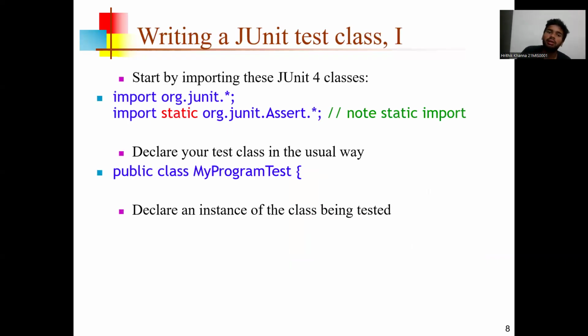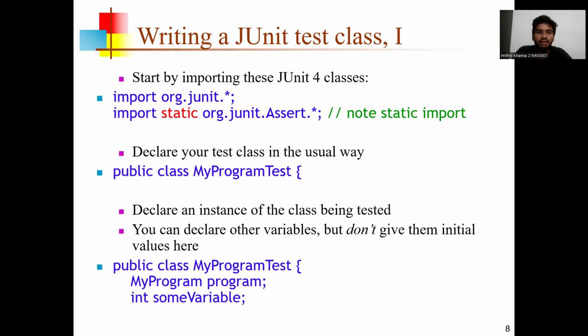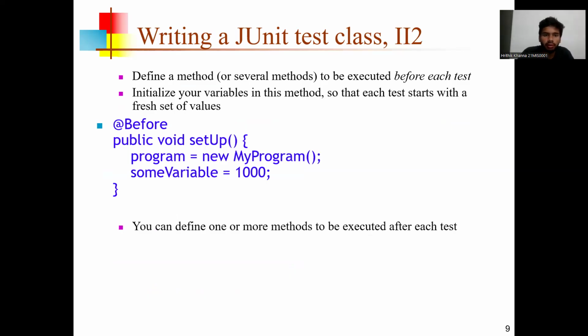Now, let us write a JUnit test class. We have to import the classes, which is import org.junit and import static org.junit.Assert. And we have to declare the class name and the variables. And here we have to define a method and initialize our variables in this method, so each test starts with a fresh set of values. We can define one or more methods to be executed after each test.